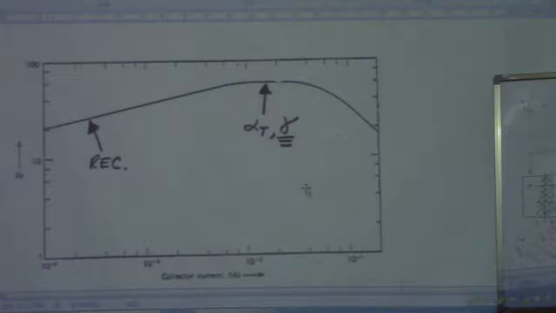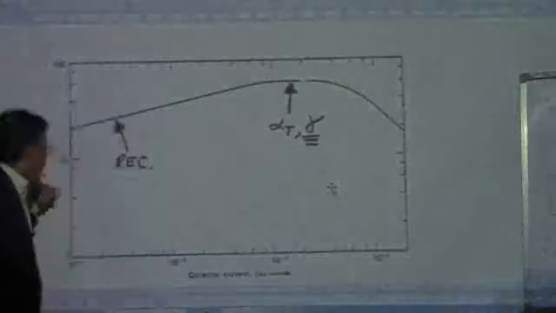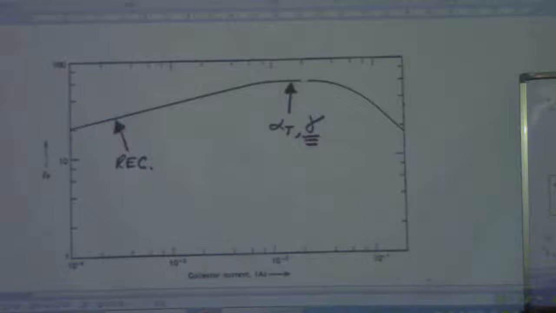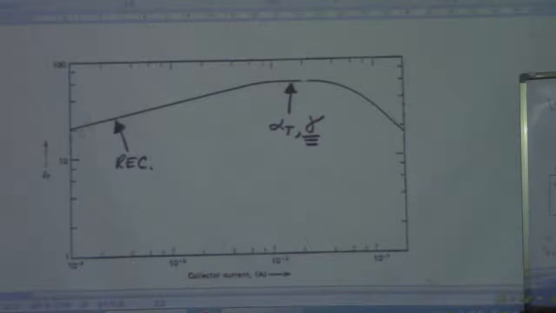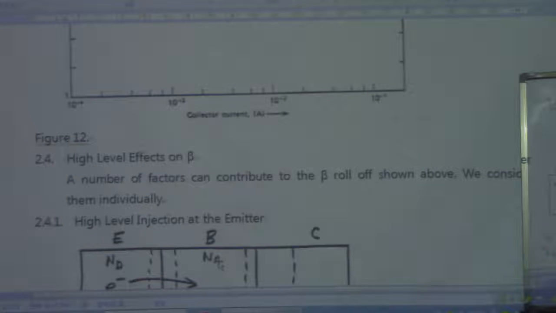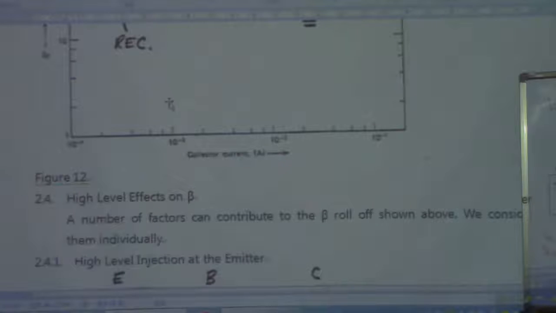So we call that the roll-off of the beta. As we decrease the emitter base voltages to low levels, the beta values are going to decrease, and we call that roll-off. So the next section is going to be the high level effect on the beta, and that is going to be discussed on Wednesday.